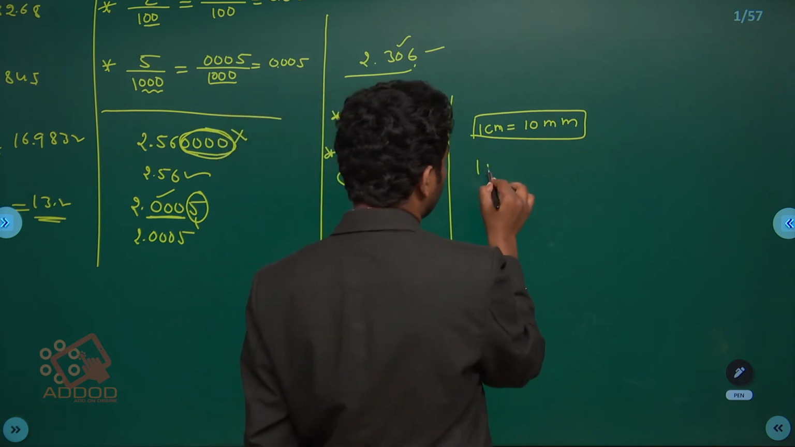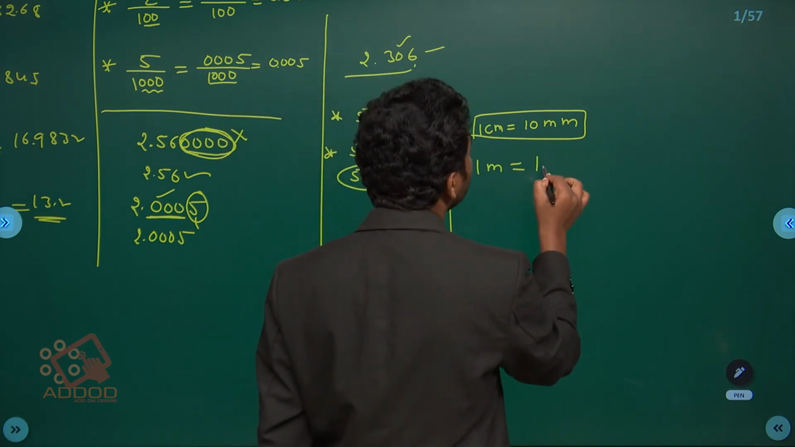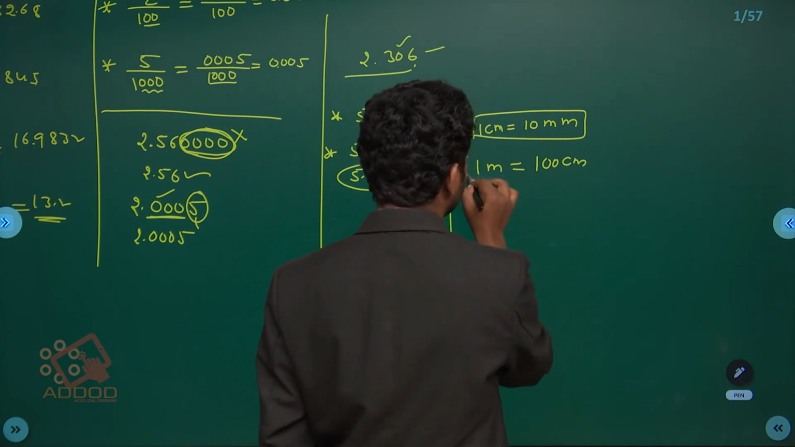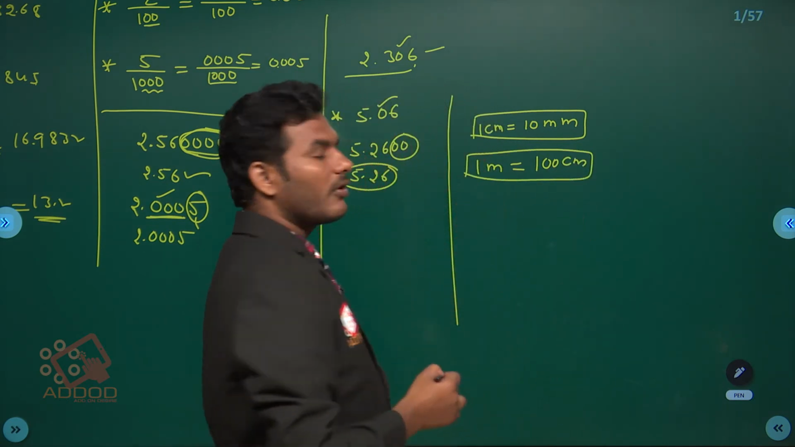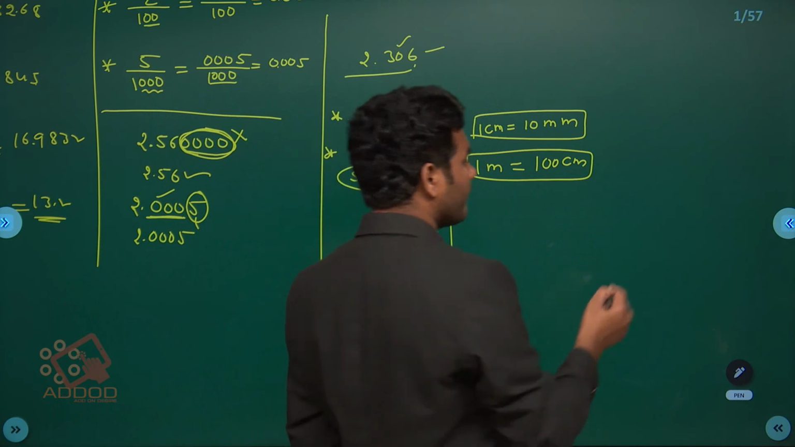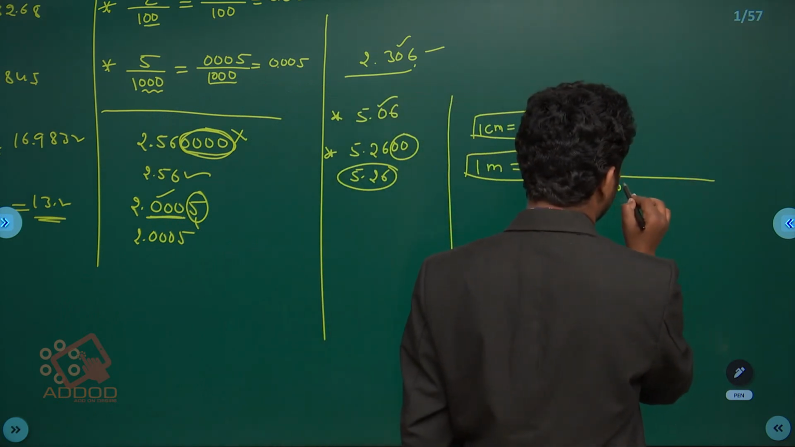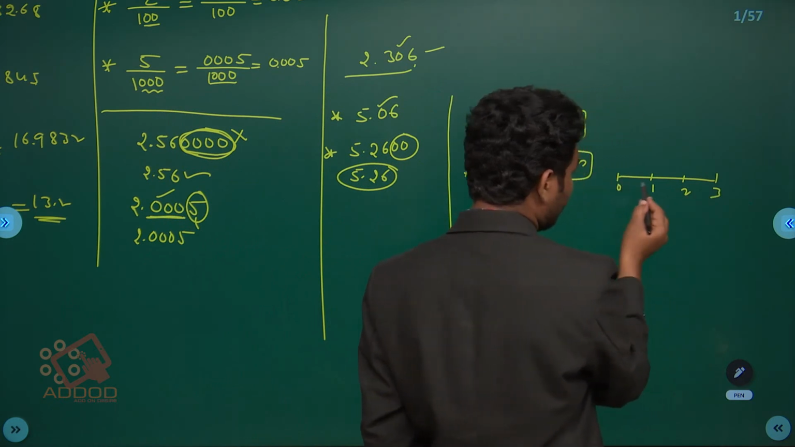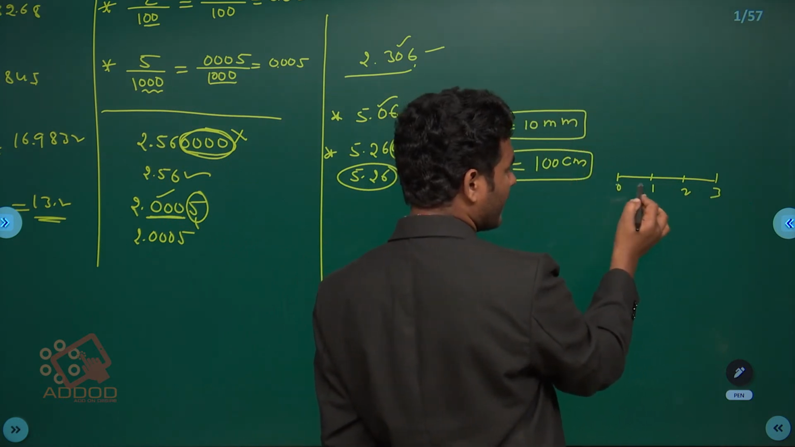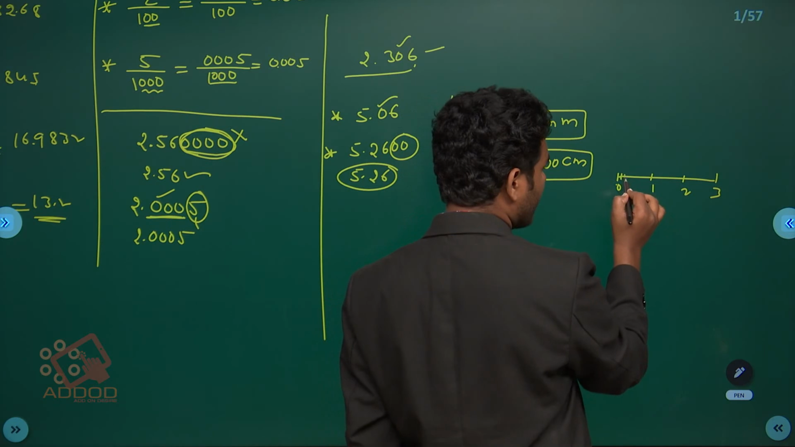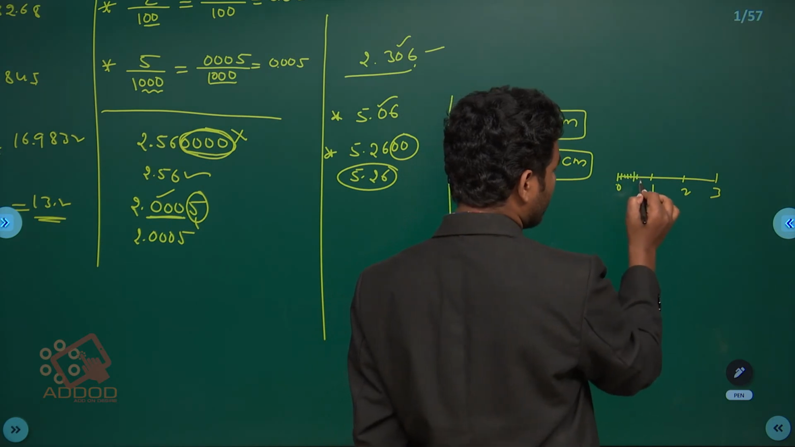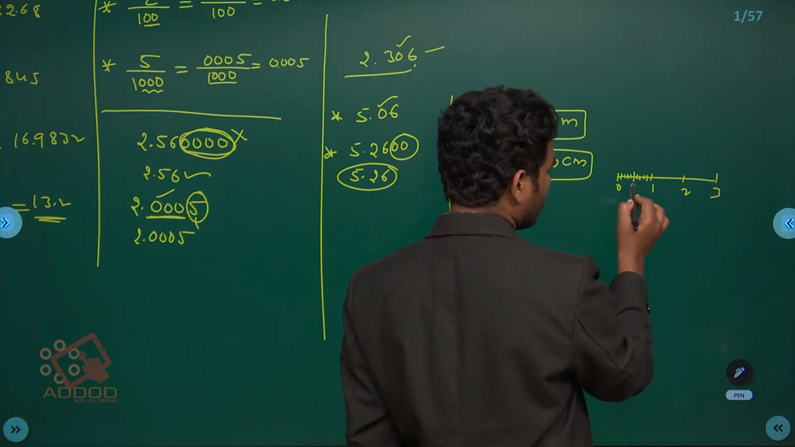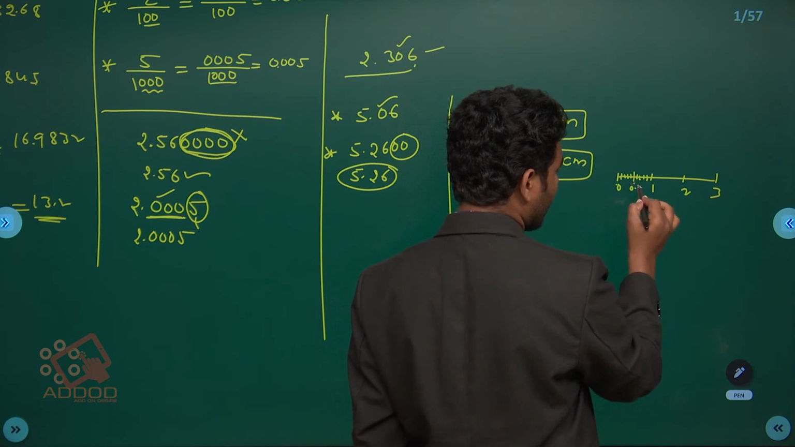1 meter is equal to how much? 100 centimeters. Now if you take a scale, we have it like this. So 0, and here 1 centimeter, 2 centimeter, 3 centimeter. Every gap between 0 to 1 is 1 centimeter, right? In between 1, 2, 3, 4, 5 and 6, 7, 8, 9, 10. Here this value is 0.5 and this is 1.